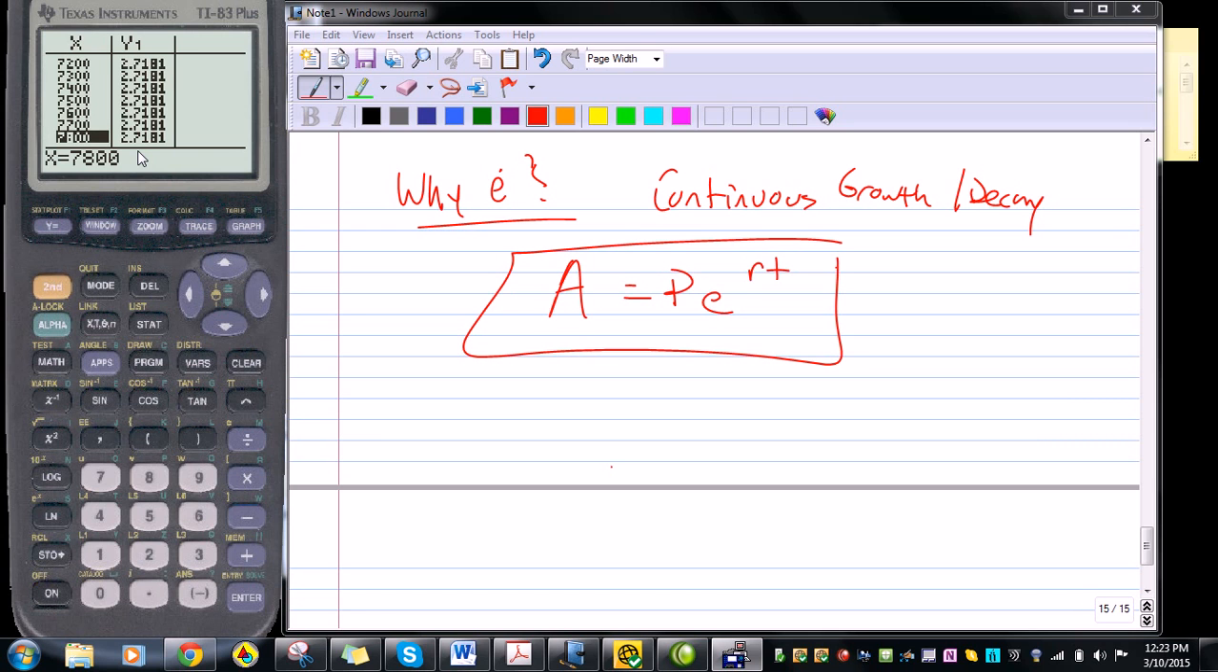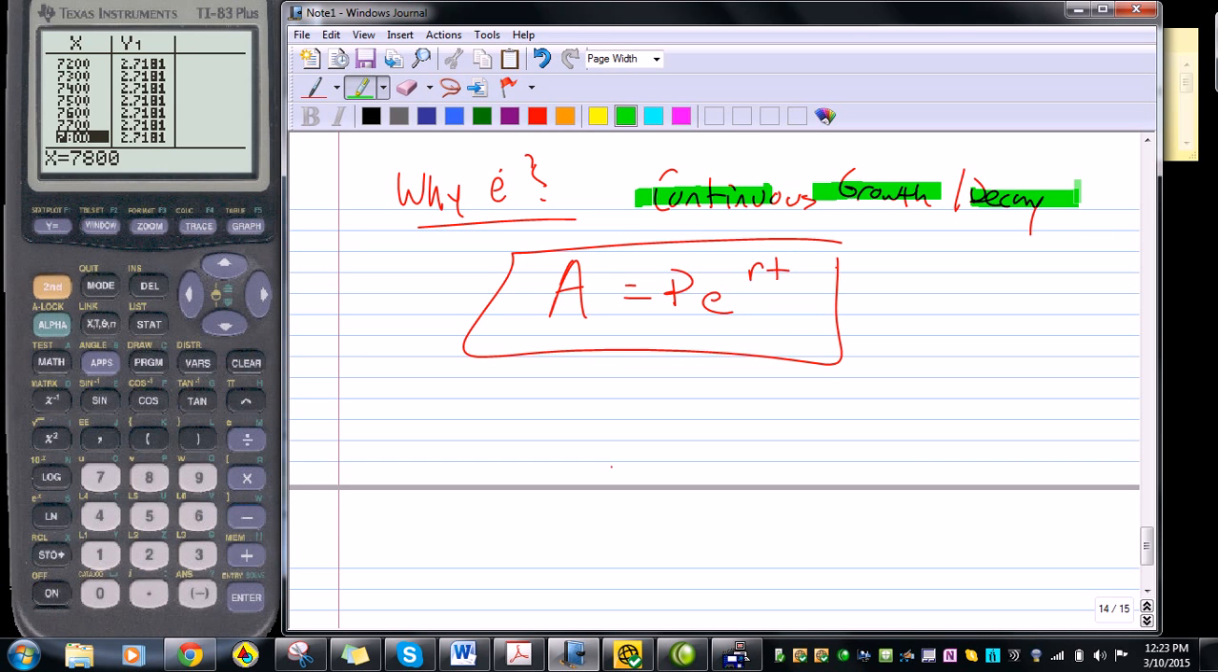Why E? Well, the first place in which we see E quite a bit is with continuous growth or decay models, right? And what it means to continuously grow or decay exponentially is not monthly, not daily, not even every hour, but at every moment. At every moment, something is either decaying, shrinking, or growing, increasing exponentially. Okay? Wouldn't it be great if we had continuous growth for our investments? Right? So not yearly, not interest compounded monthly, but at every moment.